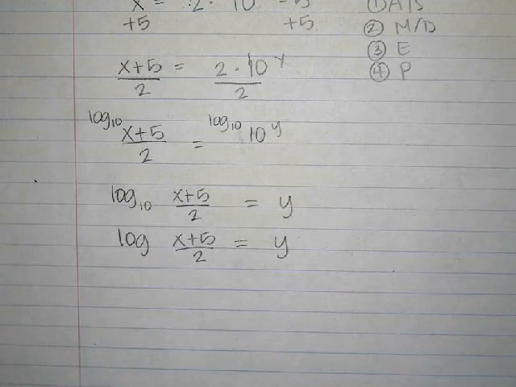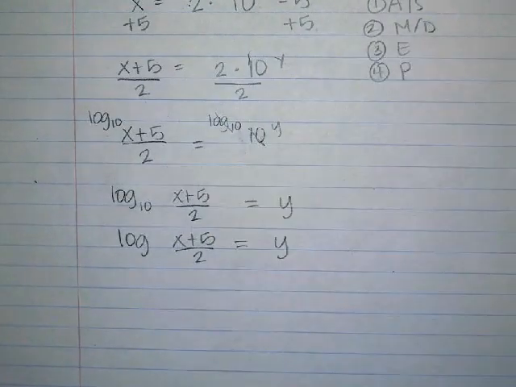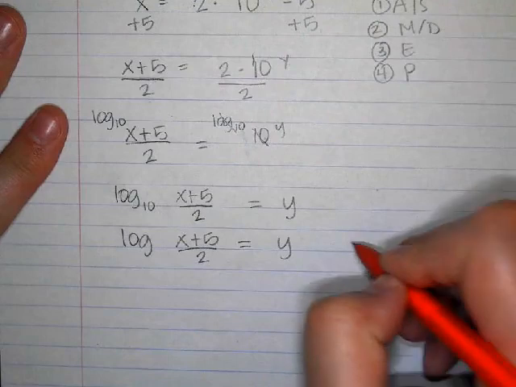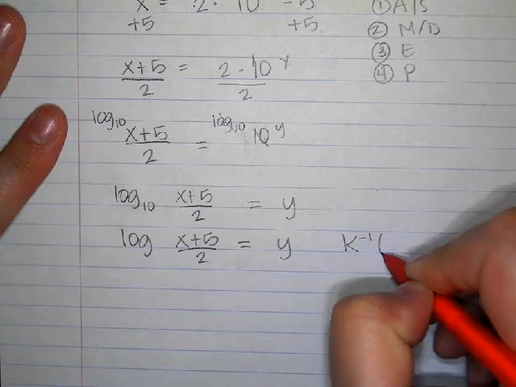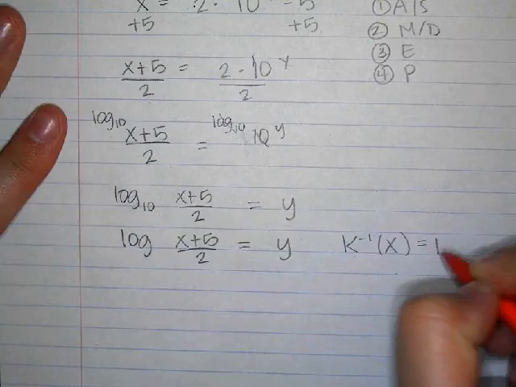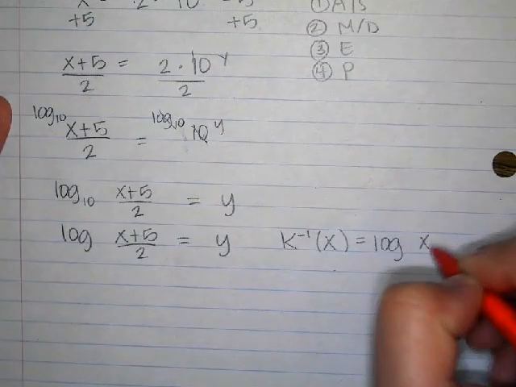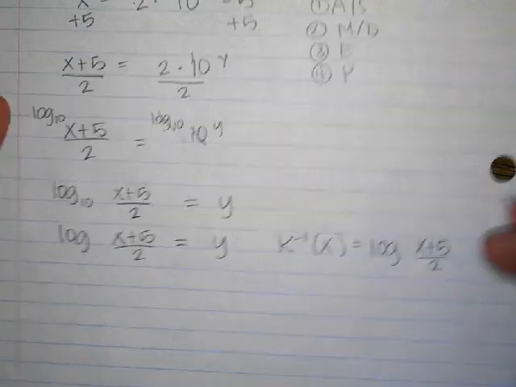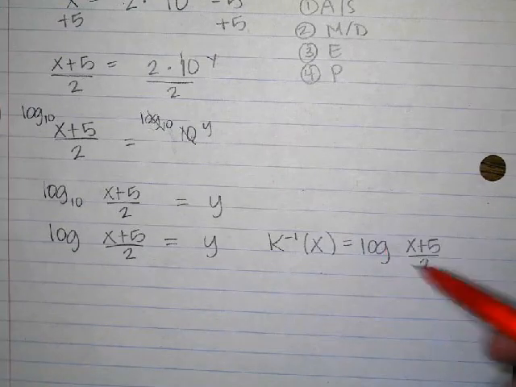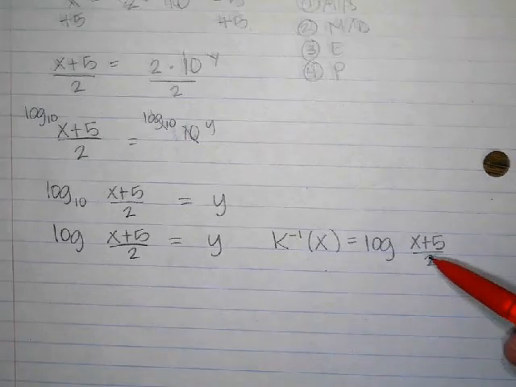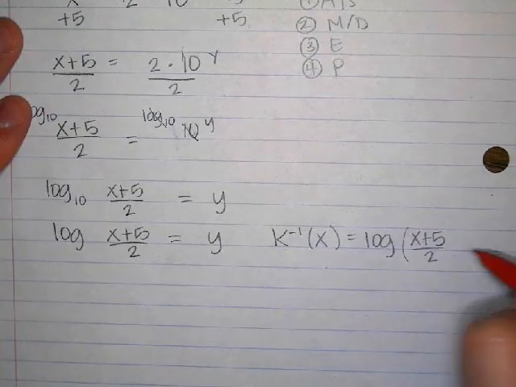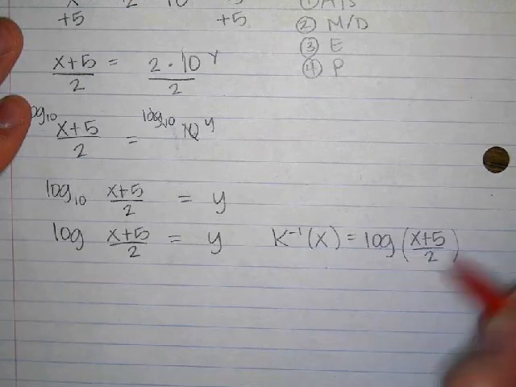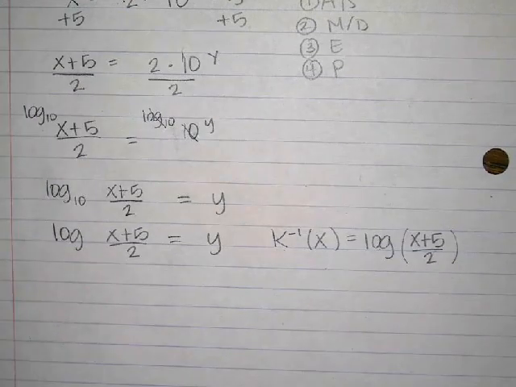All right, and then the original problem was k of x, so we're going to write our answer here as k inverse of x, and then that's log of x plus 5 over 2. If it makes you uncomfortable that you're doing all this stuff and you don't know what stuff you're taking the log of and what stuff happened after, you can put parentheses around this to just say it's log of this stuff. You technically don't need it because a fraction is considered to be like one whole thing, but it's not a problem if you put the parentheses there.